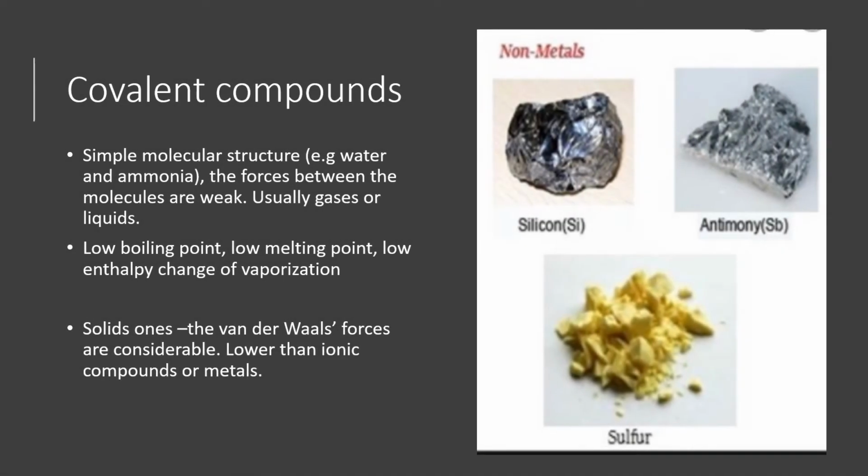Covalent compounds consist of simple molecular structures. For example, water and ammonia, the forces between the molecules are weak, and they are usually gases or liquids. So these simple molecular structures in the state of gases and liquids have low boiling point, low melting point, and low enthalpy change of vaporization. For the solid ones, the van der Waals forces are considerable, but lower than ionic compounds or metals.